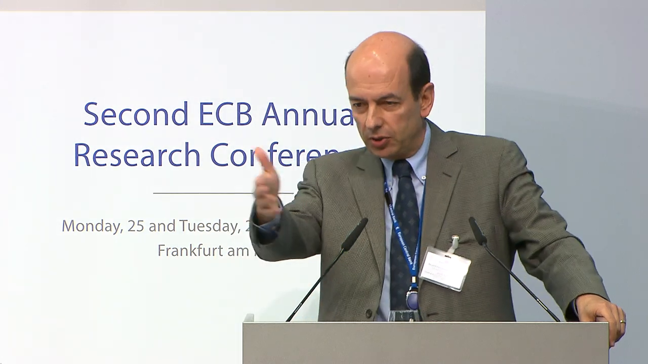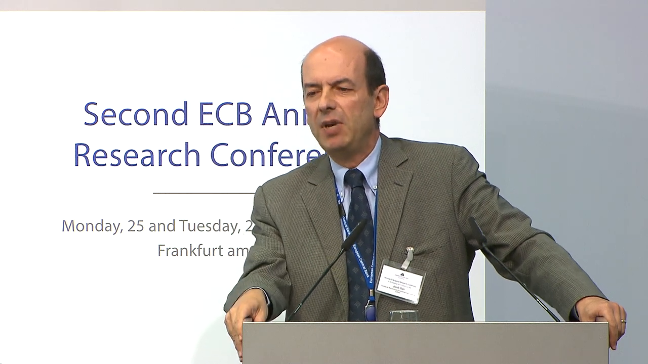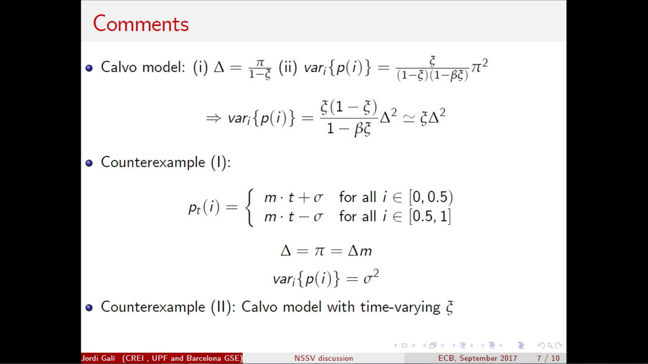Now, as Emmy made clear, in the Calvo model, and also in the menu cost model, there is a link between the two measures. In particular, in the Calvo model, you can derive an analytical expression for the two measures. You have it here. You can see that there is a monotonic relationship between inefficient price dispersion and this mean of absolute price changes. It's not linear, as you can see, there is a nonlinearity, but there is a monotonic relationship.